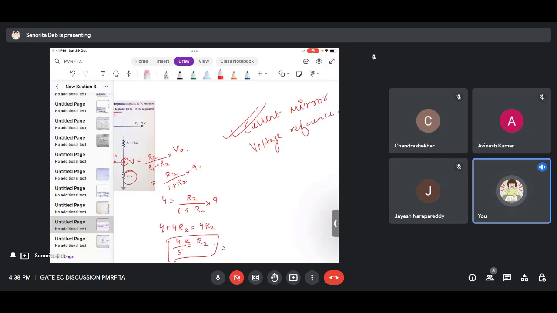So I can solve one question from current mirror. I think I have it as well. Let's check.